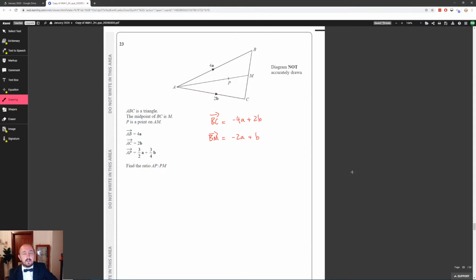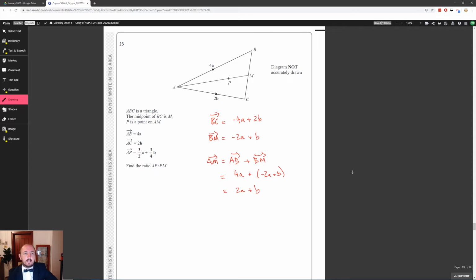But we want to go from A to M. So to go from A to M, we're going to go A to B and then B to M, which gives us 4A plus B to M, which we've just worked out. And that gives us 2A plus B.